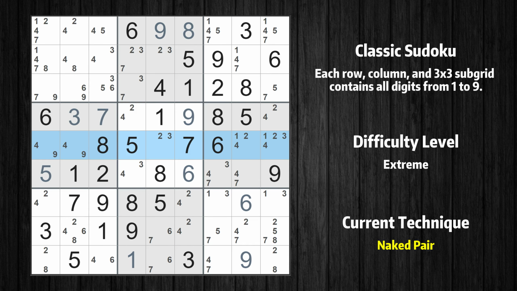There is a naked pair in row 5. We have 2 cells in only 2 possible values to be placed there. The candidates 4, 9 can be removed from all other cells in the same row.